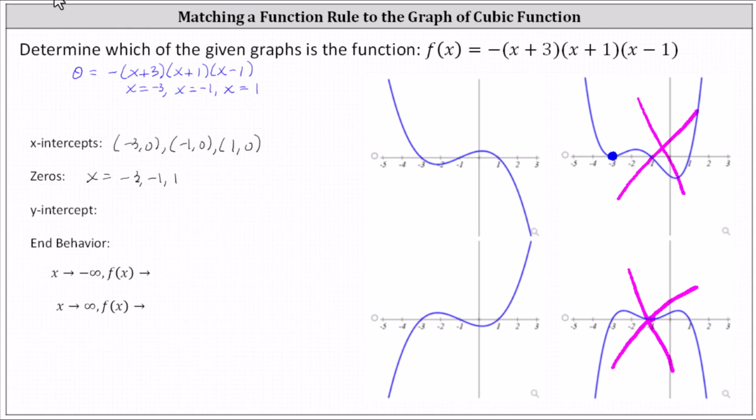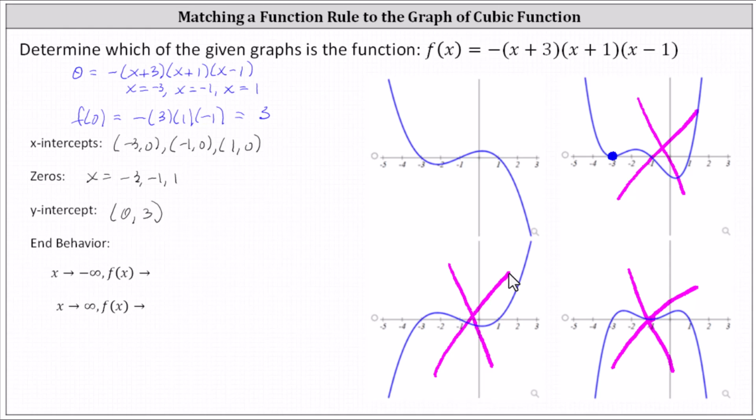Let's also determine the y-intercept. Recall to determine the y-intercept, we set x equal to 0 and determine y, or determine f of 0. In our case, f of 0 is equal to the opposite of 3 times 1 times negative 1, which is equal to positive 3. The y-intercept is (0, 3). This actually is enough information to select the correct graph. Notice the graph in the second row has a negative y-intercept, not a positive y-intercept, and therefore this graph cannot be correct. But let's also determine the end behavior just to verify this first graph is correct.